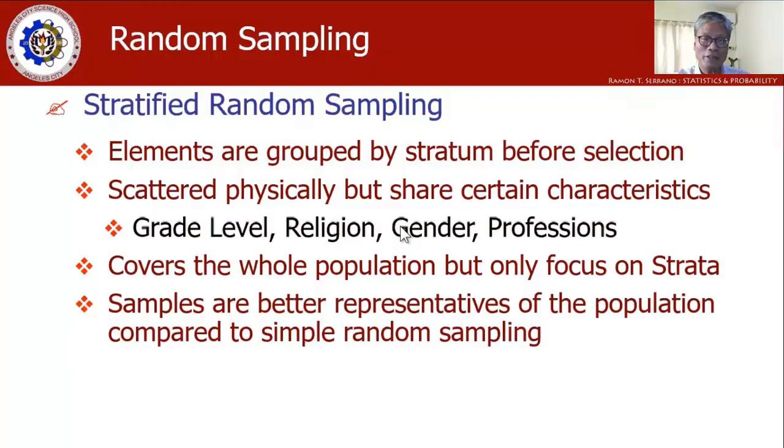Now the next one is stratified random sampling, from the root word strata, stratified, stratum, okay? The elements are grouped by stratum before selection. So you group the population first into stratum. They are scattered physically, okay? Like for example in the whole Philippines, but share certain characteristics. For example, the grade level.